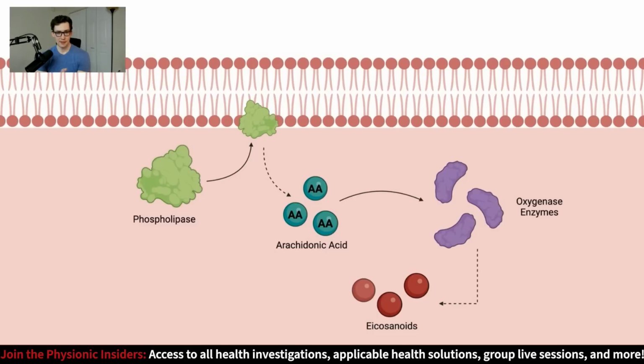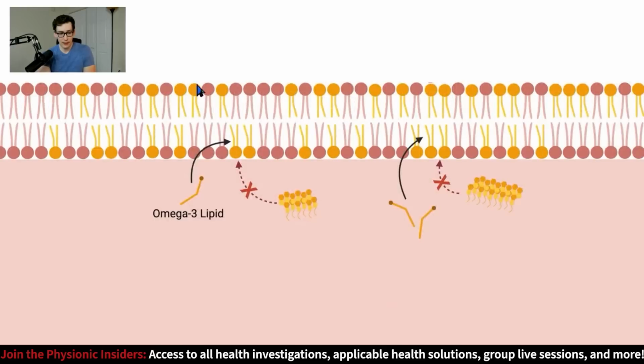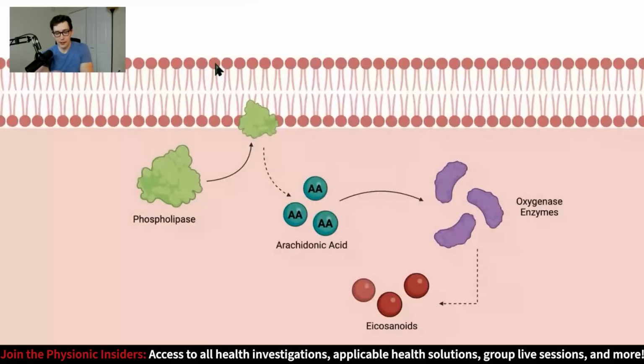Okay, my soapbox out of the way. Now let's talk about what happens when you don't have these omega-3s inside the cell membrane here. So you can see, I usually denote this as kind of the yellowish if it has omega-3s. And here we see that there are no omega-3s, or let's just say low levels of omega-3s.